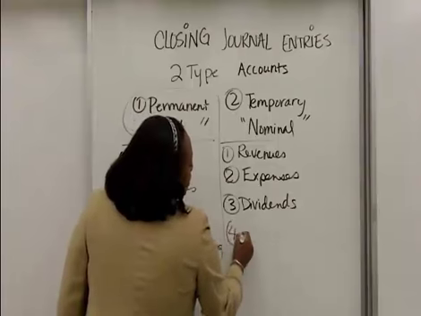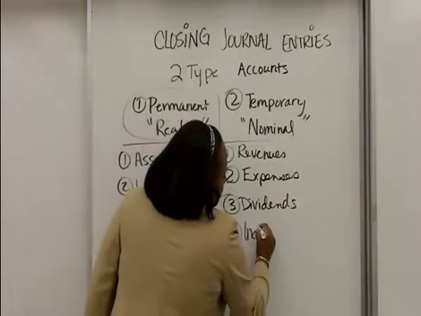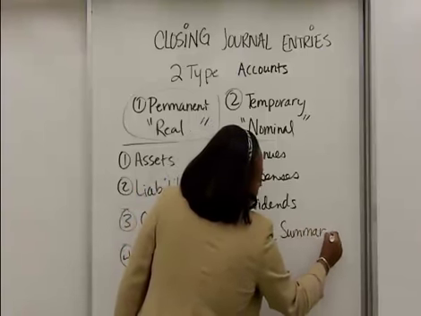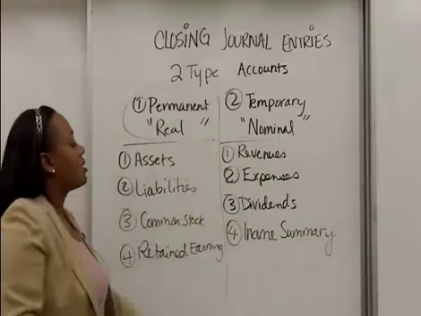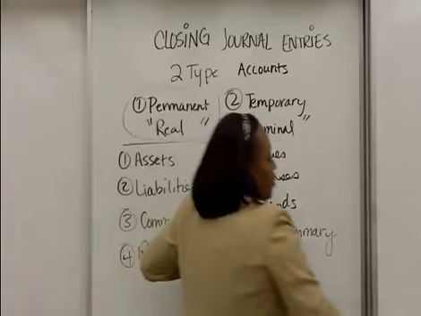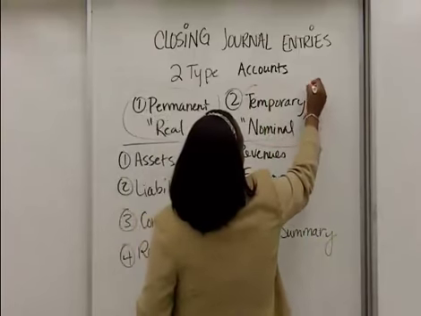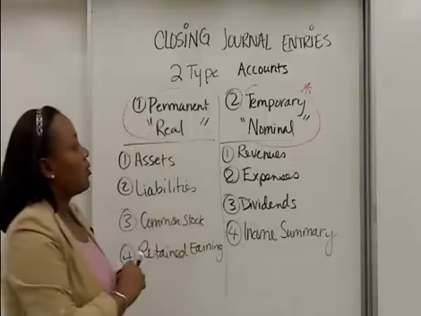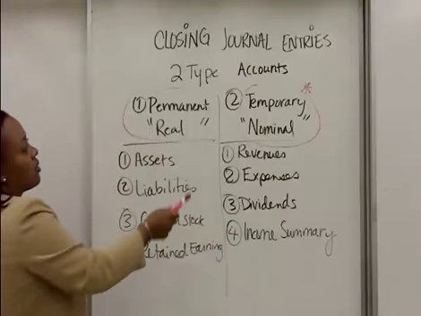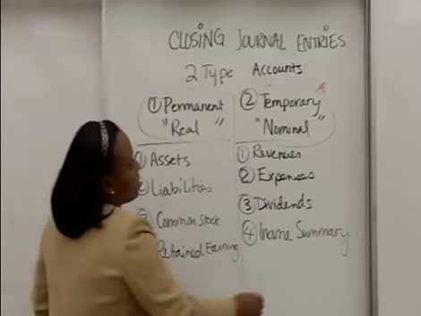Now, a new account that we haven't talked about earlier in the semester is the income summary account. This is a new account. This is also an example of a temporary account. Okay. Now, the key to remember is that you will close at the end of the period all of the temporary accounts. These are the accounts that will be closed. You do not close the permanent accounts. You only close the temporary accounts. Okay, so we got that part down.